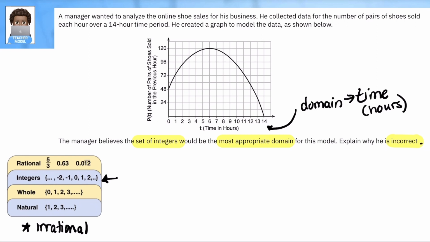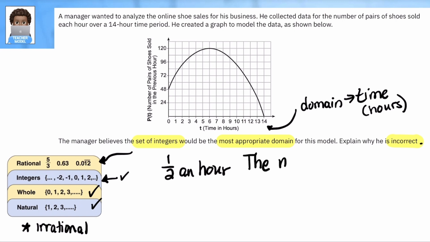I can see that because it includes natural and because it includes whole and integers, we have a large set of numbers. But what about rational numbers? Think about time, for example. Could we talk about how many shoes sold in half an hour? Yeah, we can. And because half of an hour, 30 minutes, half of an hour is rational, his definition is incomplete. So let's put that in.